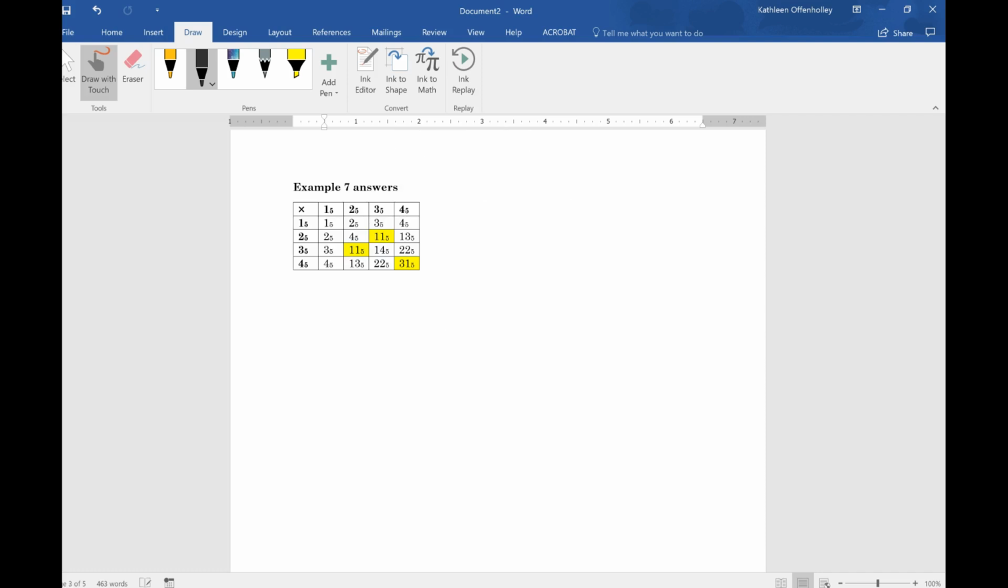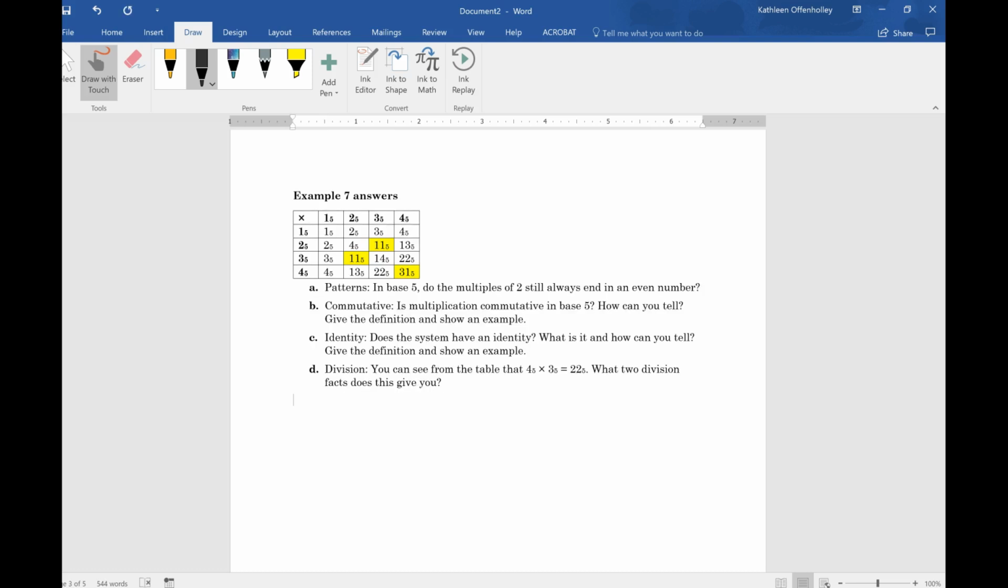Now that we have our table filled out, let's look at some of the patterns you see in the base 5 table. In base 5, do the multiples of 2 still always end in an even number? So look down the multiples of 2 column, that's this column here, and see what they end in. You can see that the multiples of 2 don't end in an even number anymore, whether you go down the base 2 column here or go across the base 2 row here. So that's different.